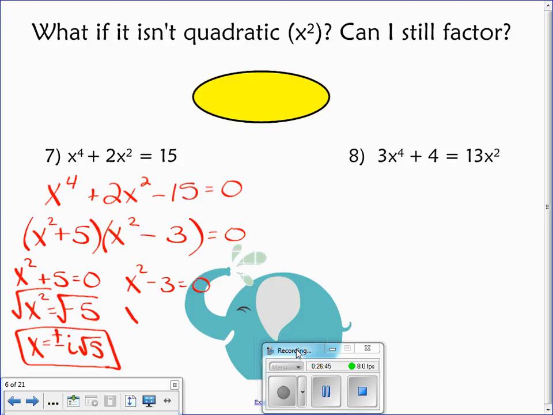So, no, just radical 3. Because I have to add the 3, so it becomes positive. Take the square root. So x equals just plus or minus radical 3. How many answers did we get? We got 4, right? 1, 2, 3, 4. I should have 4.